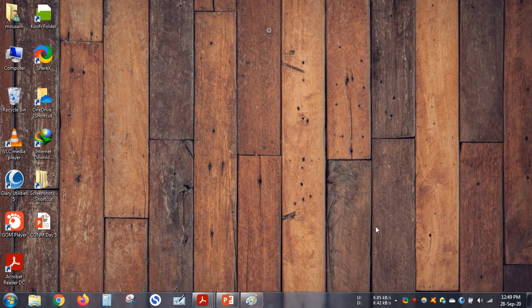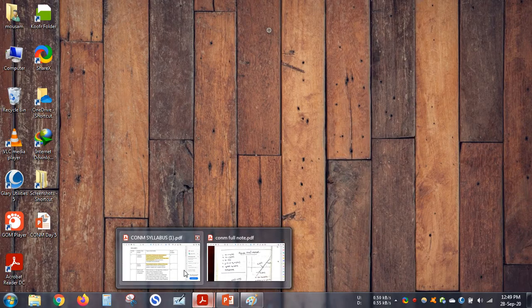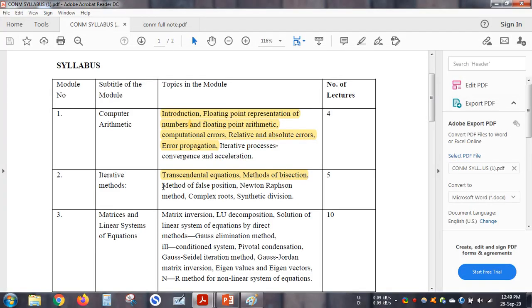Hello everyone, today is day 5 and today we are going to learn about the method of false position. In our last class we have seen the bisection method. I hope you all remember.